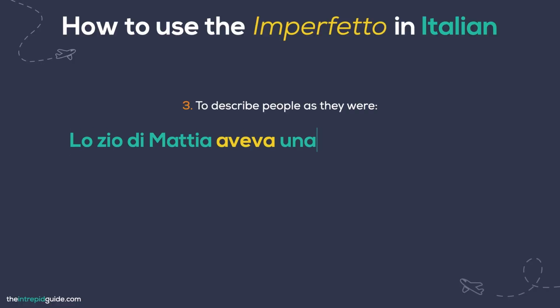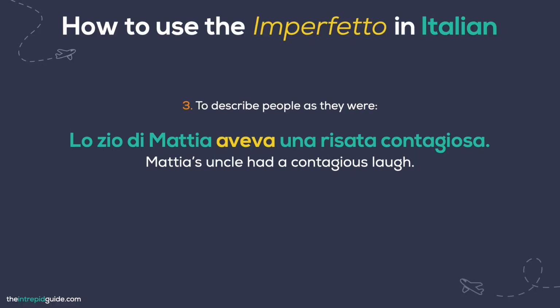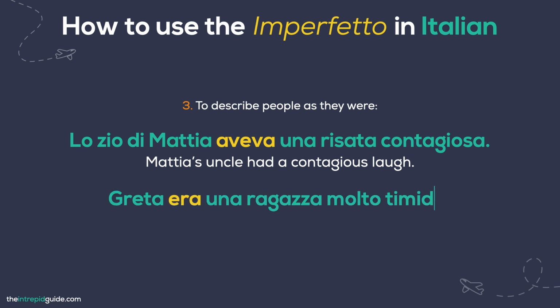We also use it to describe people as they were. For example, Lo zio di Mattia aveva una risata contagiosa. Mattia's uncle had a contagious laugh. Greta era una ragazza molto timida.